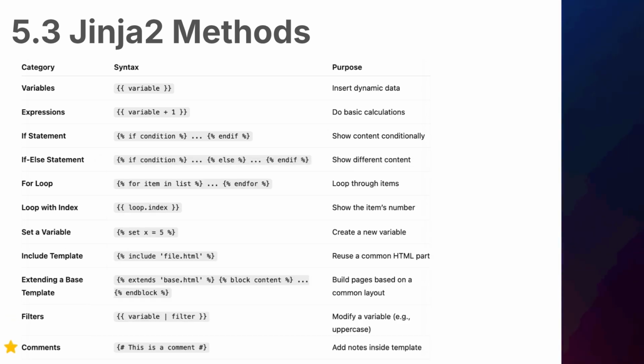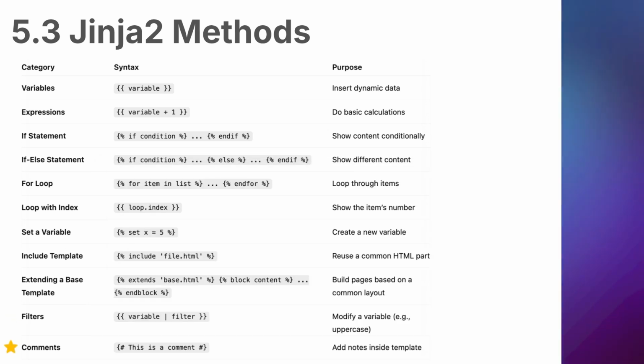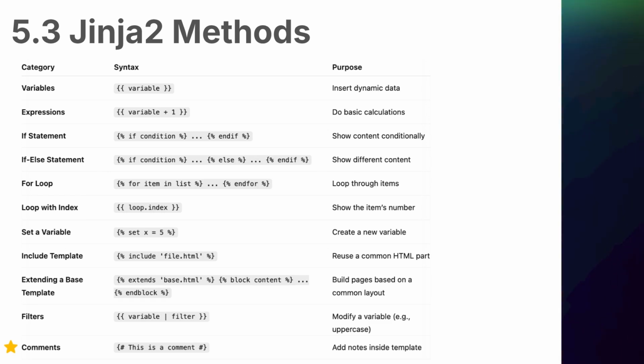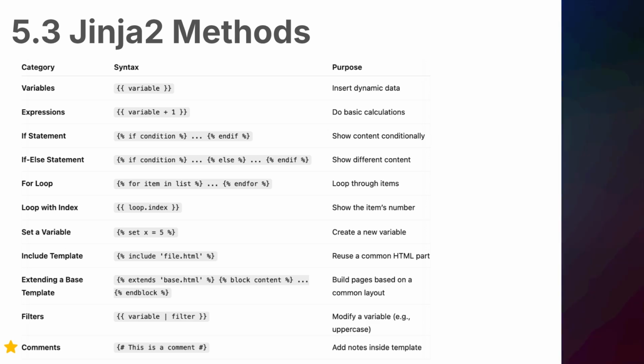Next, comments. The curly braces with hash marks are used to write a comment in Jinja2. Anything inside it will be ignored by Flask and not shown on the web page. It's just a note for developers.